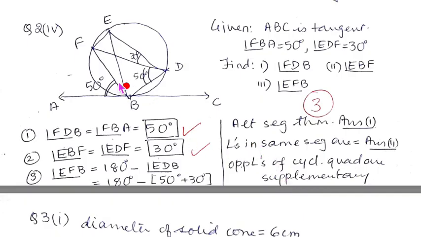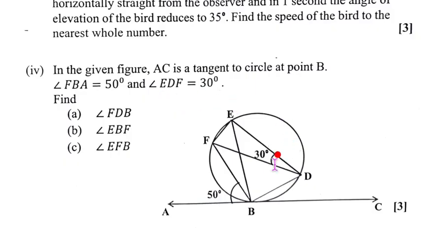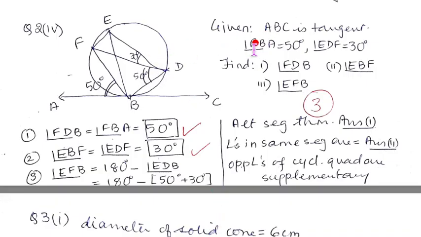Question number 2, fourth subpart. You see this diagram, you will see the same thing written in the answer sheet. Can you see that? Given ABC is a tangent, can you see this ABC is a tangent? FBA is 50, FBA, this is 50, EDF is 30 degrees. We have to find FDB. Where is FDB? FDB, this one is the first one.